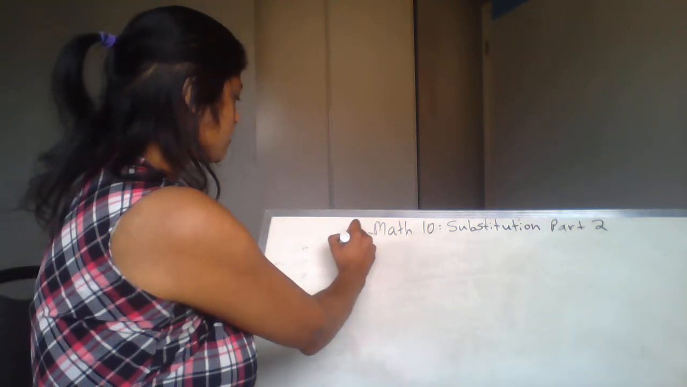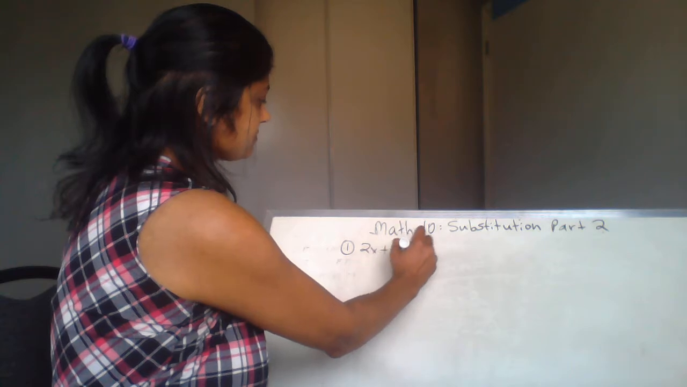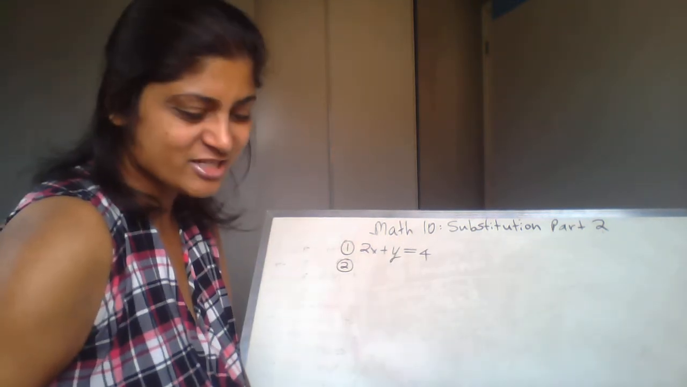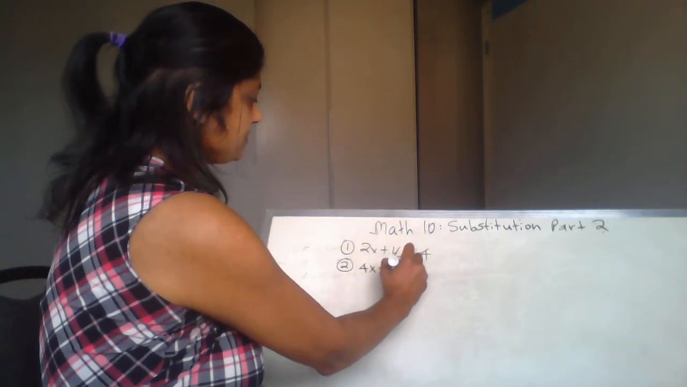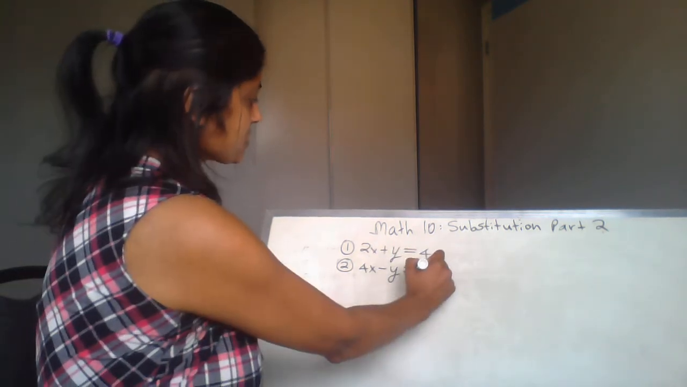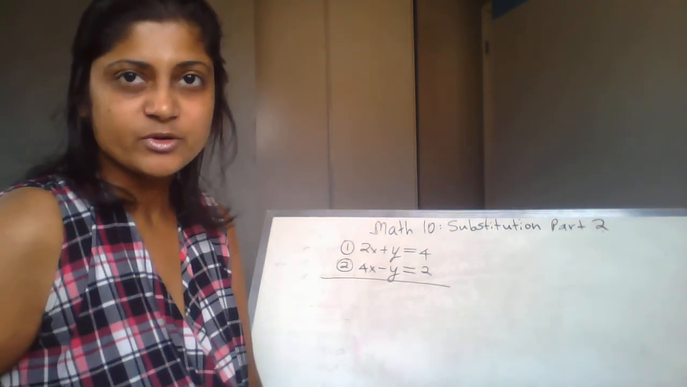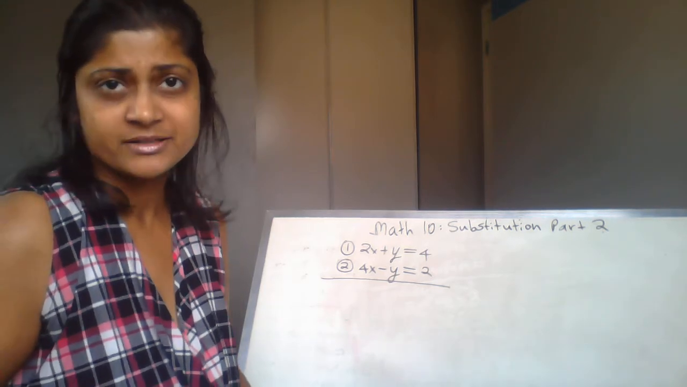So let's try an equation here. We're going to try 2x plus y equals 4. And in the second equation, it is 4x minus y equals 2. So I'm going to make a line here, just to separate the two equations. Again, this line kind of represents the equal sign.